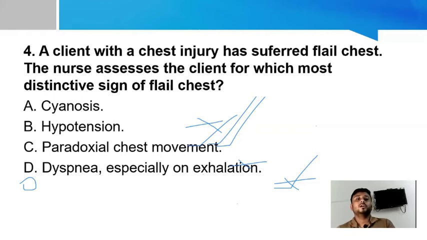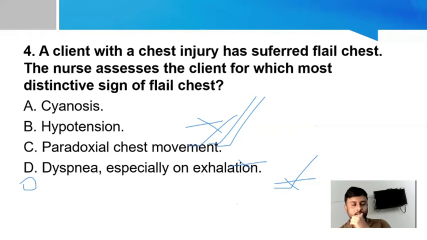The nurse assesses the client for which most distinctive sign of flail chest. So they are asking which is the most prominent sign during flail chest. Fine. So how to eliminate the options here? See, they are asking for the most prominent sign. Most prominent means if the person has this sign, it will indicate flail chest.